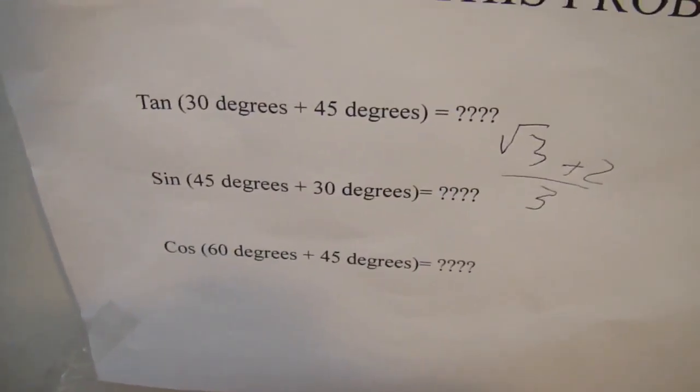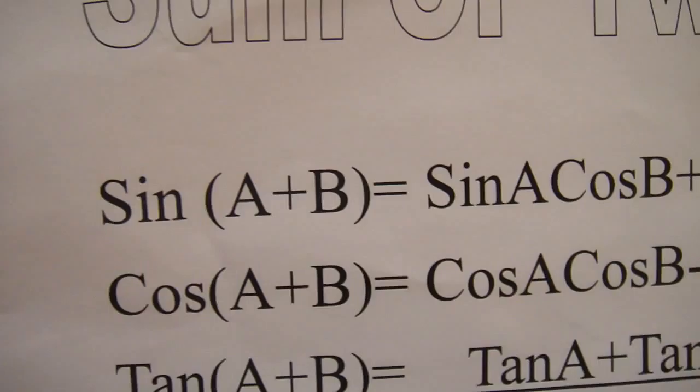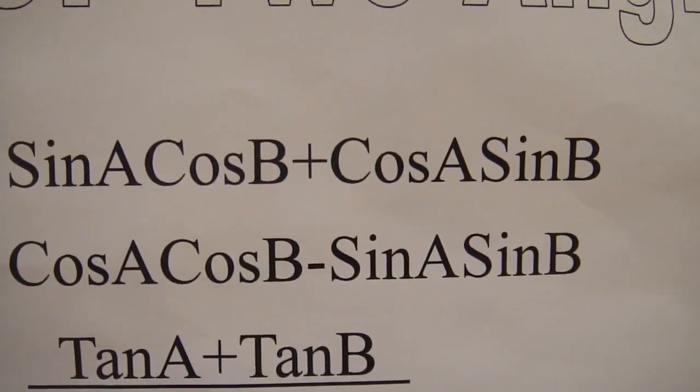Sine of 45 degrees plus 30 degrees. Now, let's look at the formula. Sine of A plus B is equal to sine A times cos B plus cos A times sine B. Alright, now let's put it over here and start the work.